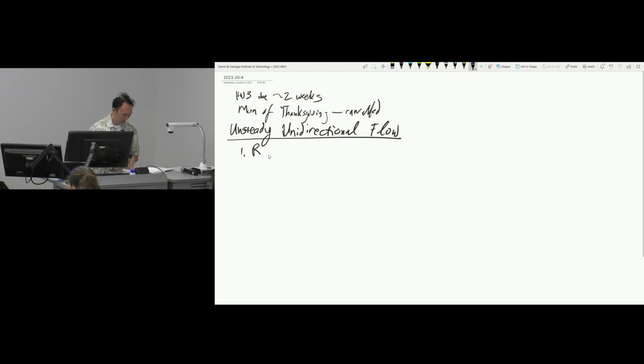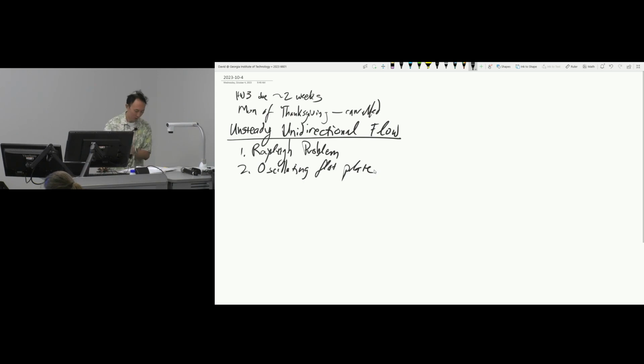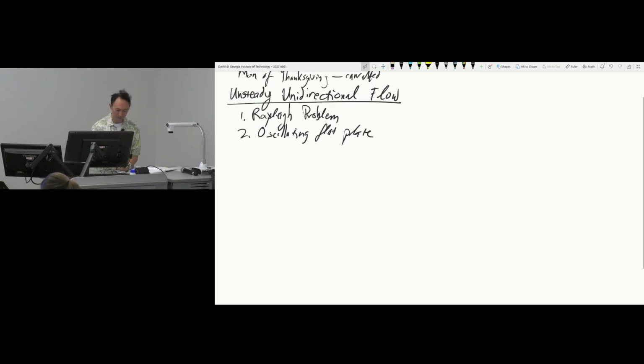We're going to do 2 problems, but this is going to take a while. I think we can probably get a lot of it today. We're going to do the Rayleigh problem, first done by Lord Rayleigh, and then we're going to do the oscillating flat plate. We're going to do the second one in much less detail because we have to do the gory detail for the first problem. And I think we'll do some group work today too, so probably next time.